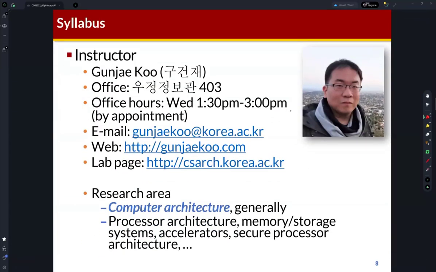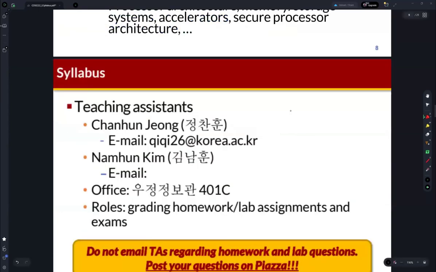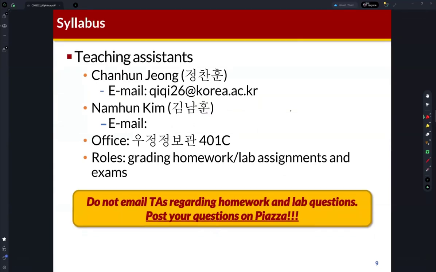Okay, about me. So my name is Konje Pu, Kugonje. And this is my office, Jongjongbogan 43. If you are interested, you can visit my lab homepage. My research area is computer architecture generally, and those are my research interests. And there are two TAs, Jung Chan-hun and Kim Nam-hun.